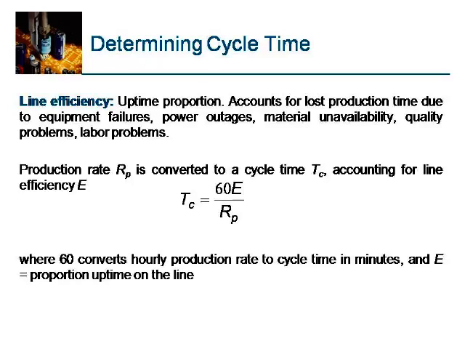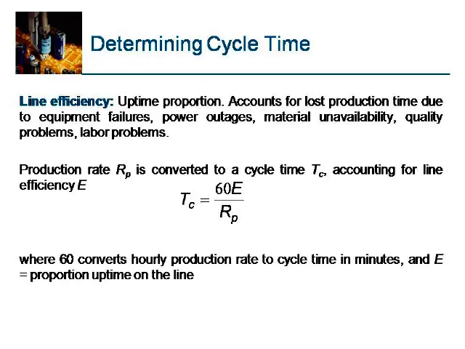We can easily calculate the line efficiency as uptime proportion, which accounts for lost production time due to equipment failures or power outages or material unavailability and quality problems, labor problems, etc. You may need to stop the line for more time, and thus we need to calculate the line efficiency. If you know the line efficiency, we can easily calculate the cycle time, or if you know the production rate, we can calculate the cycle time also.